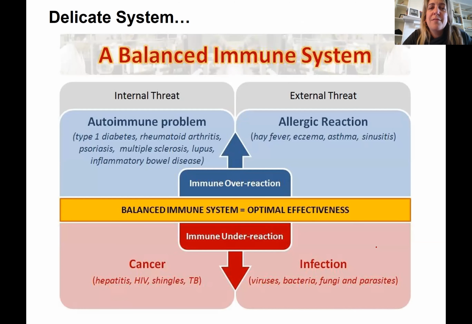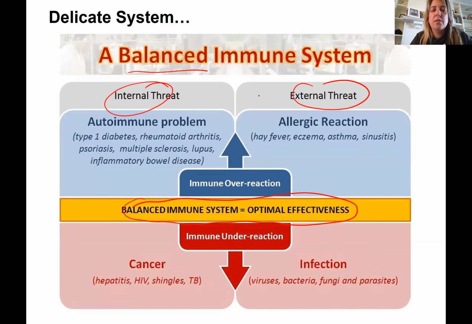The immune system is a very delicate but needs to be very balanced system. So this is a balanced immune system for optimal effectiveness. Here we have internal threats, external threats. So let's see external: allergic reactions. If we have a high overreaction of the immune system, it's people that have allergies about absolutely everything. It's an immune system that is exaggerating in its response to an external threat. And an immune system that is underreactive, that is not reacting well, is a person that's going to have infections all the time.